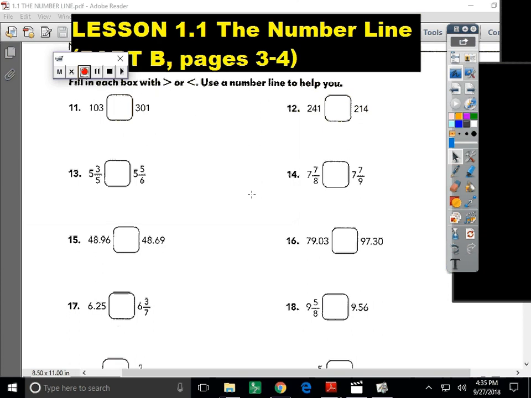Welcome to a continuation of Lesson 1.1, the number line. Today we are looking at fractions and decimals and some whole numbers and comparisons. And again, we could use the number line to help us with this.